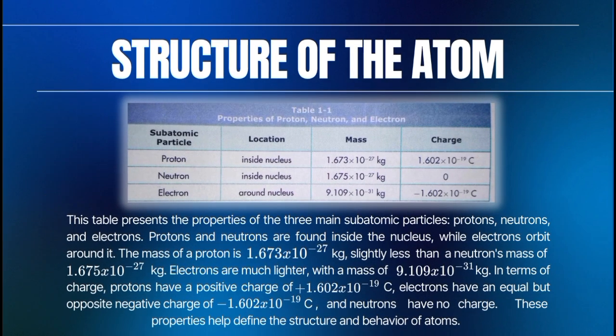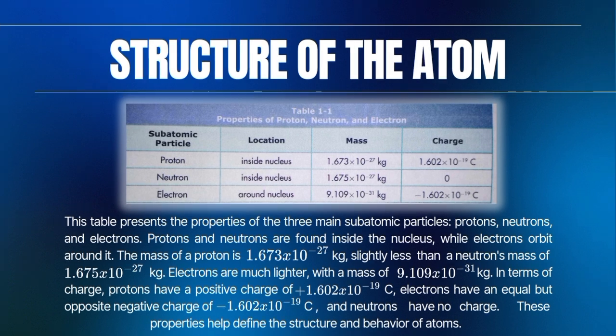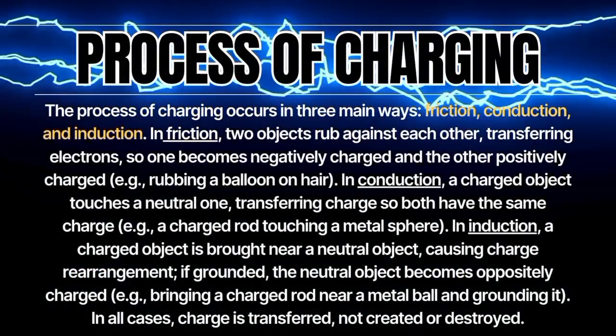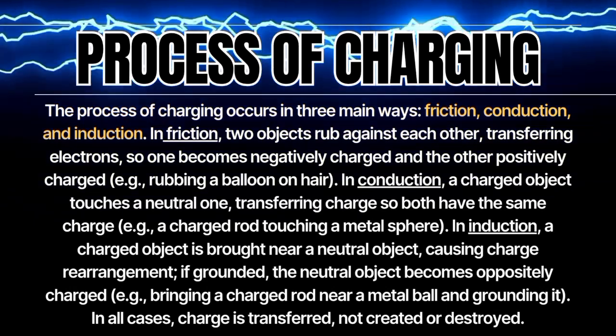Properties of proton, neutron, and electron. The table shows the location, mass, and charge of subatomic particles, which consist of proton, neutron, and electron. Process of charging. It occurs in three main ways: friction, conduction, and induction.